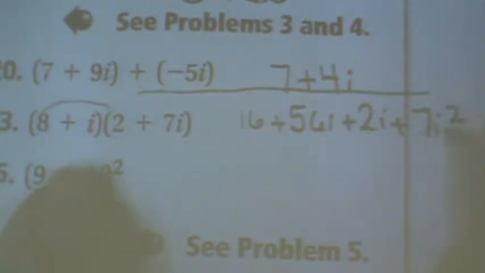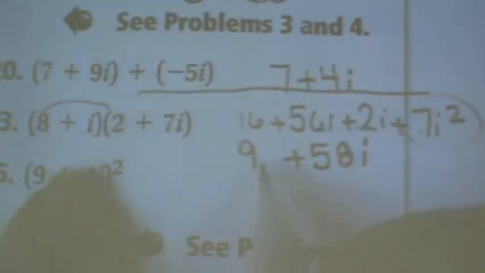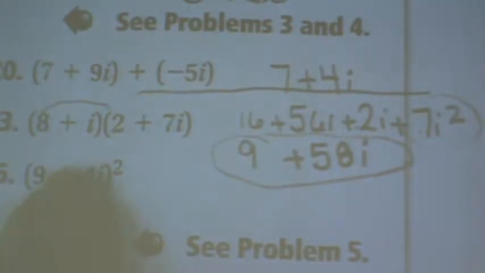Now 7i squared, that's equal to -7. So if you add -7 to this, you get 9. And then 56 and 2 is 58i. So that's the answer in standard form for 23. So again, 7 times -1 is -7, plus this is 9, and then 56 plus 2 is 58i.